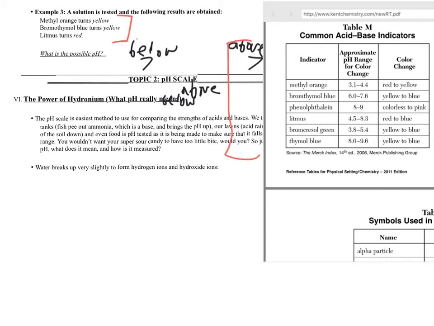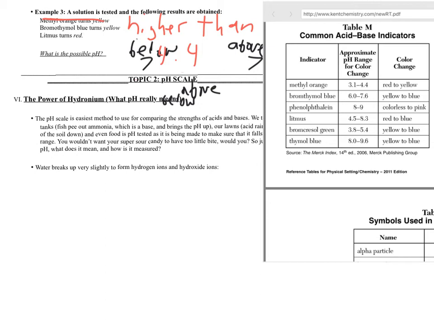So if I take a quick look really fast, we've got methyl orange turns yellow. So if I go over to methyl orange, in order for it to turn yellow, it's got to be higher than this pH range. It's got to be higher than 4.4. So I already know that my pH, whatever it is, has to be higher than 4.4. So maybe I'll just write higher than 4.4. That's just to start. Obviously, that's just what we got from this.